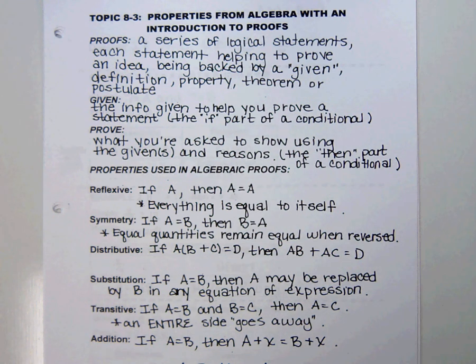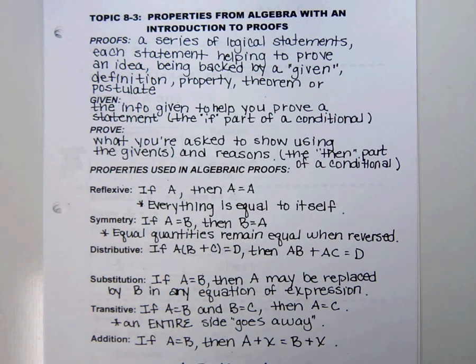This is topic 8.3, properties from algebra with an introduction to proofs. Lots of the notes here are definitions, so let's just go through some of them. A proof is a series of logical statements, each statement helping to prove an idea, being backed by a given, definition, a property, a theorem, or a postulate.